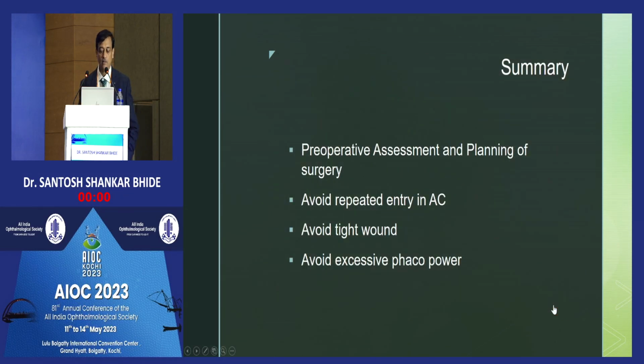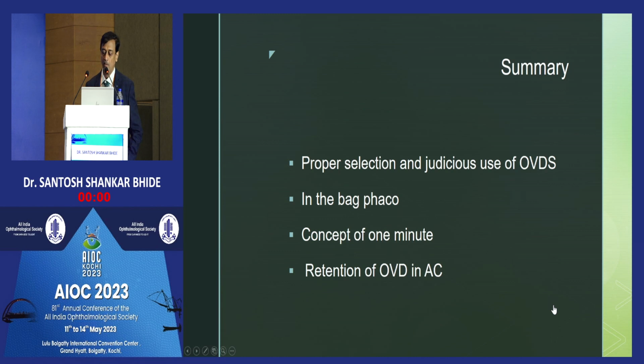So to summarize, proper preoperative assessment and planning of surgery is a must for achieving perfect results. Avoid repeated entry into the anterior chamber. Avoid tight wounds so that there are no wound burns. Avoid excessive phaco power. Use of OZIL technology or torsional phacoemulsification technology definitely helps us. Proper selection and judicious use of viscoelastic devices is a must in the back phaco.